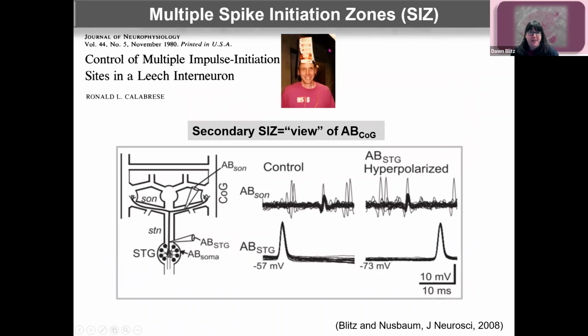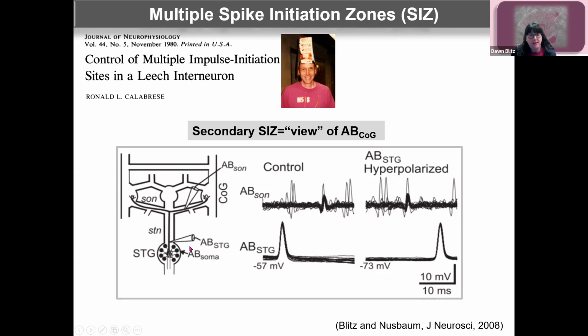And to address this, I took advantage of wizard Ron Calabrese's description of how to control multiple spike initiation zones, from this 1980 paper here. As you know, there are many neurons that have more than one spike initiation zone. And in rhythmic neurons, there are multiple rhythmic zones that are typically controlled by one primary one. So here I'm recording from AB near the entrance to the STG, as well as up in the SON. Under normal conditions, the primary zone is near the STG. AB oscillates and it generates action potentials. They propagate towards the COGs, and so they occur later in this SON recording.